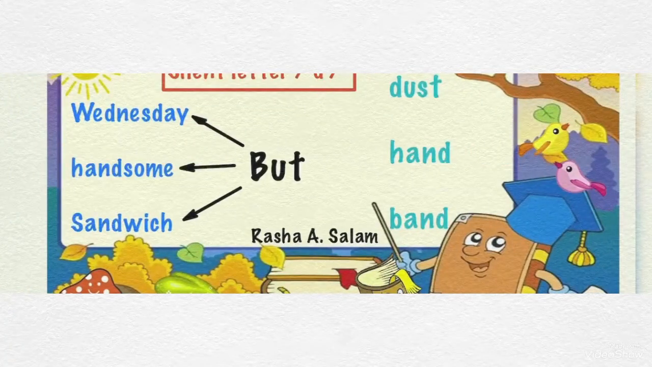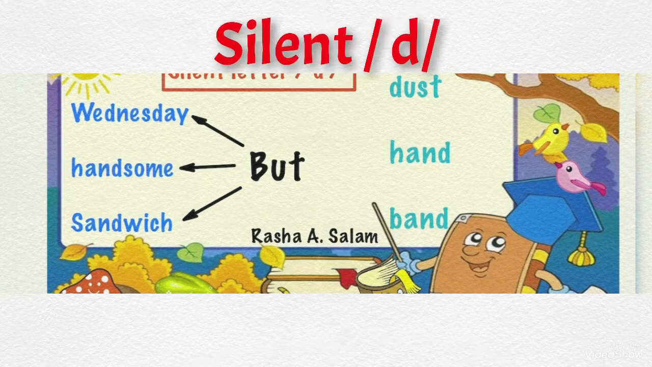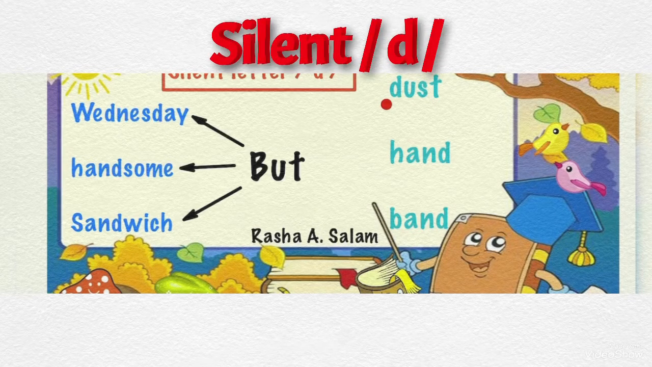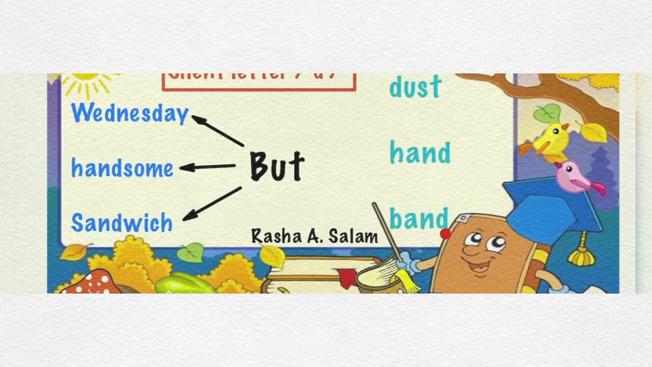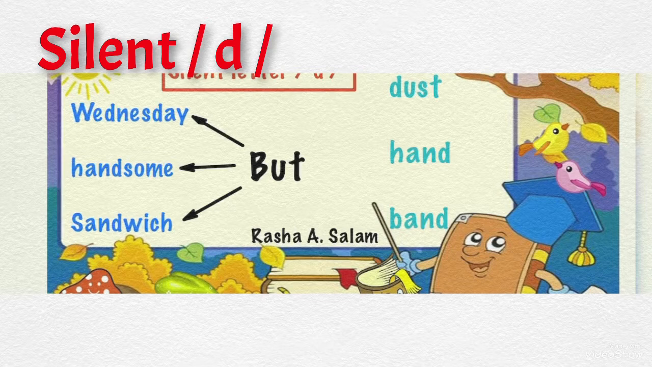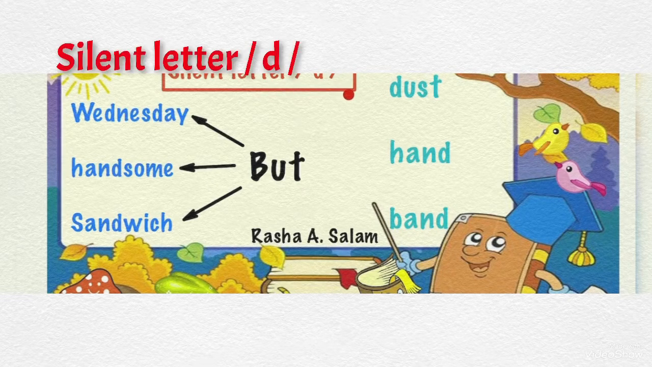Again, my dear students, we have here letter D, which can be silent as well. Of course, we can read letter D in many words, as in dust, as in hand, as in band. So here we can read letter D, here we can read letter D, and here we can read letter D. But in some words, we can't read letter D. It can be a silent letter.